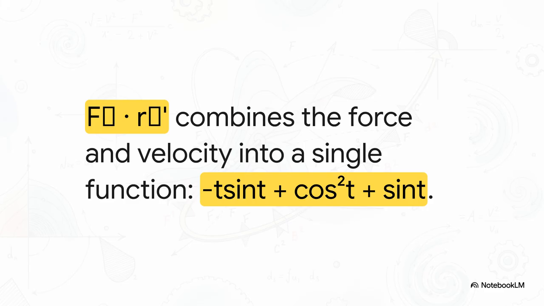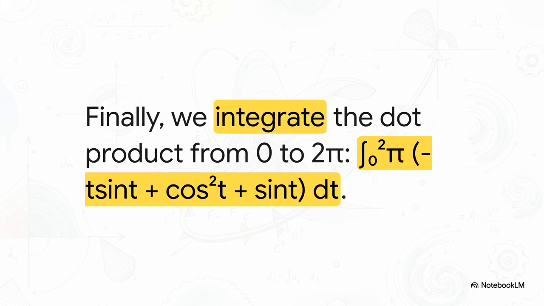We just multiply the matching components and add them all up, and we get this single function that perfectly captures that alignment over the whole path. And that brings us to the final calculation. We just need to integrate that function from 0 to 2 pi to add up all the work over one full twist of the helix.